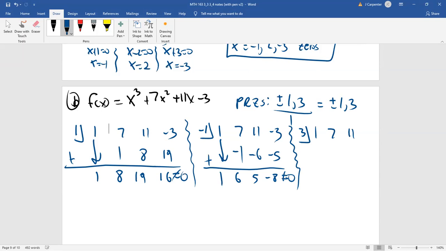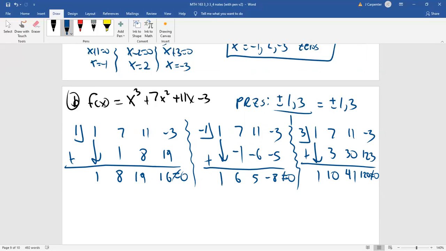1, 7, 11, negative 3. Bring down the 1. 1 times 3 is 3. 7 plus 3 is 10. 10 times 3 is 30. 11 plus 30 is 41. 41 times 3 is 123. 123 plus negative 3, I said it backwards order, but it doesn't matter, is 120. Which is not 0. Oh, man.